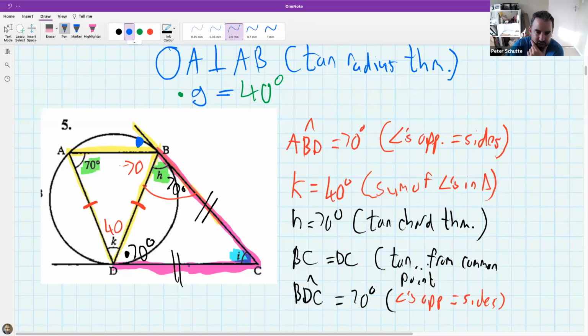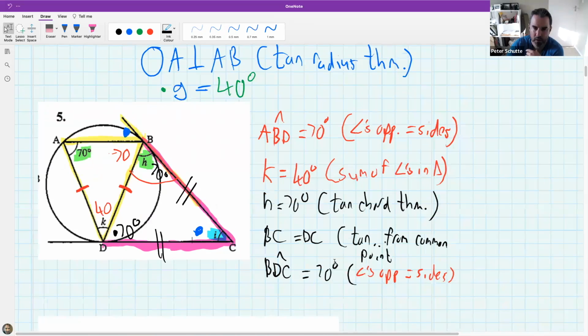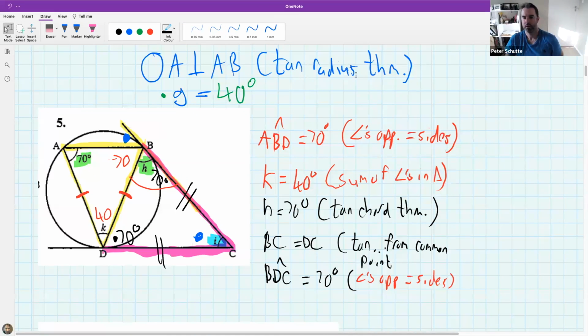So now the question is, what is I going to be? So it feels like, again, the idea of a triangle means that these must add up to 180, and you've already used up 140. So I will be 40, and that will be sum of angles in triangle.